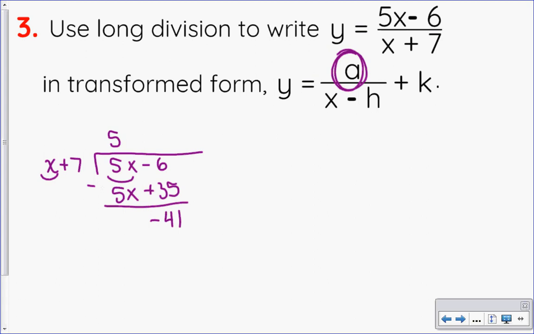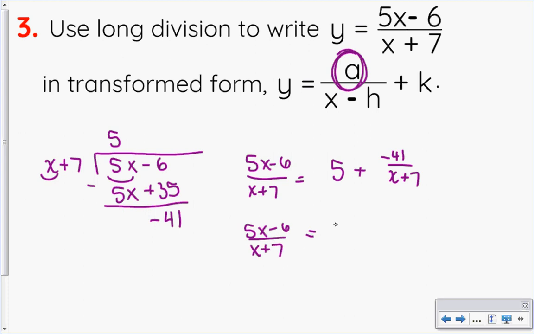So what I want to do is write my division statement. So 5x minus 6 divided by x plus 7 is equal to 5 plus the remainder, -41, out of the divisor. So this means it goes in there 5 times with a remainder of -41. The remainder is always out of the divisor. So I can just flip that around and write it as -41 over x plus 7 plus 5.